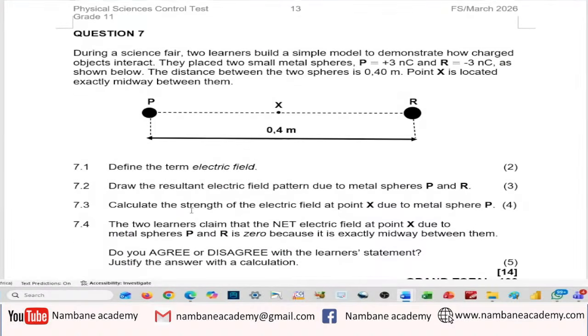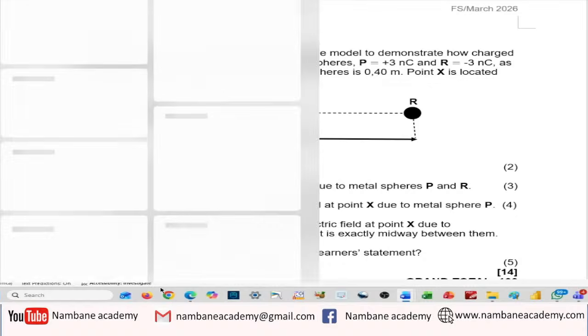During a science fair, 2 learners built a simple model to demonstrate how charged objects interact. They placed 2 small metal spheres, P and R, as shown below. The distance between the 2 spheres is 0.4 meters. Point X is located exactly midway between them. Then 7.1, learners are asked to define the term electric field.